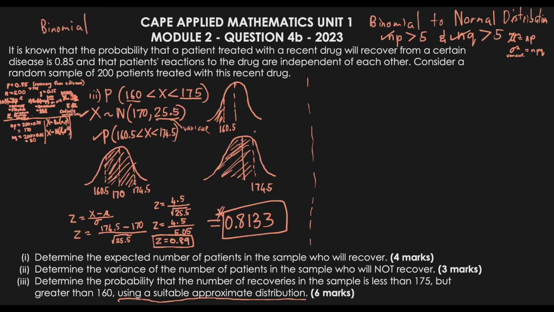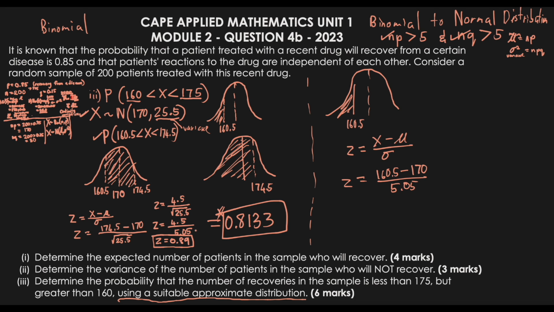So for this case, less than 160.5. We do the same thing. Z score is equal to x minus mu divided by the standard deviation. We worked this out already. So Z is equal to 160.5 minus 170, over 5.05. We got that 5.05 from our last question. So Z is therefore equal to negative 9.5 over 5.05, so our Z value is equal to negative 1.88.